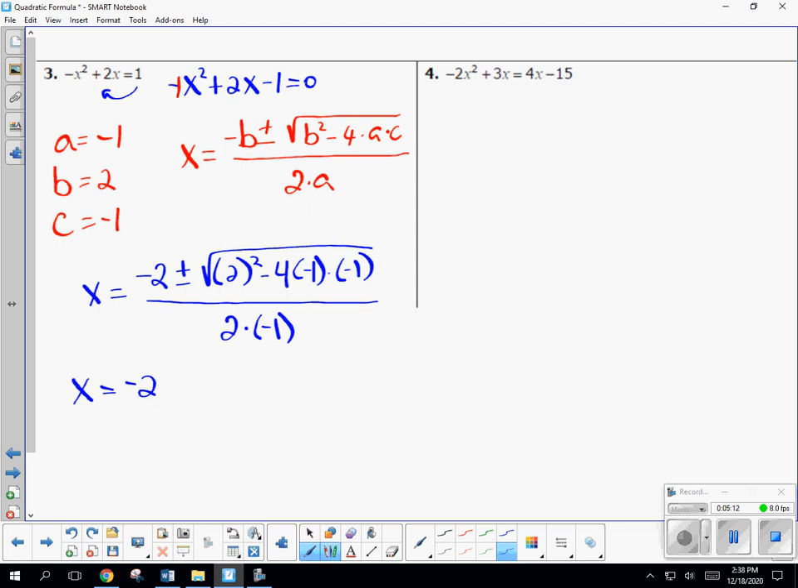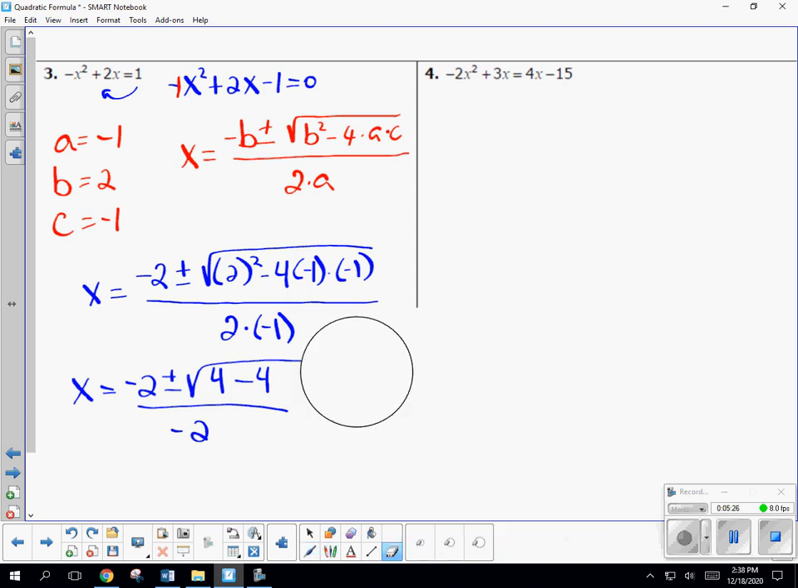X equals negative 2 plus or minus the square root. 2 squared is 4. Negative 4 times negative 1 times negative 1 is minus 4. And all of that is going to be divided by negative 2.